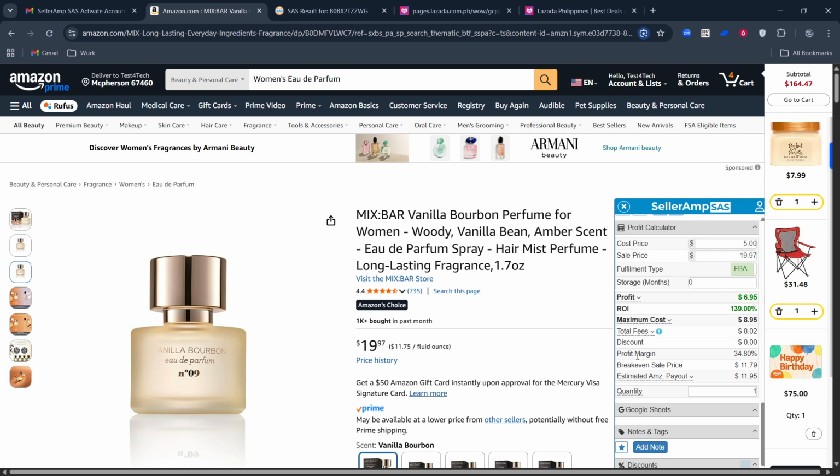Look at max cost to understand the highest price you should pay for your inventory. This is calculated based on your minimum ROI and minimum profit targets. If your actual buy price is above the max cost, it's a bad deal for your settings.